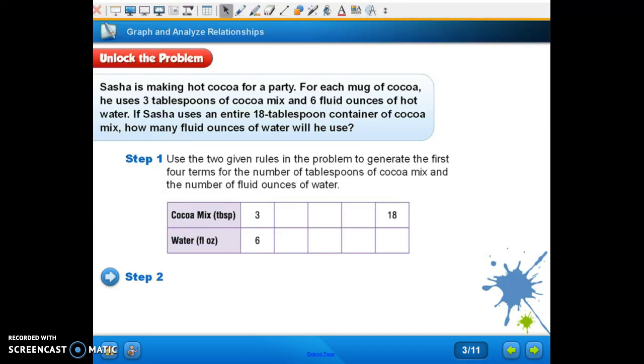What did it say? He uses 3 tablespoons of cocoa mix and 6 fluid ounces of hot water. So what is our rule for the cocoa mix? Each time we make another cup, we add 3 tablespoons. And each time we make another cup, we add 6 fluid ounces of hot water. So there are your rules: add 3 on the cocoa mix, add 6 on the water.